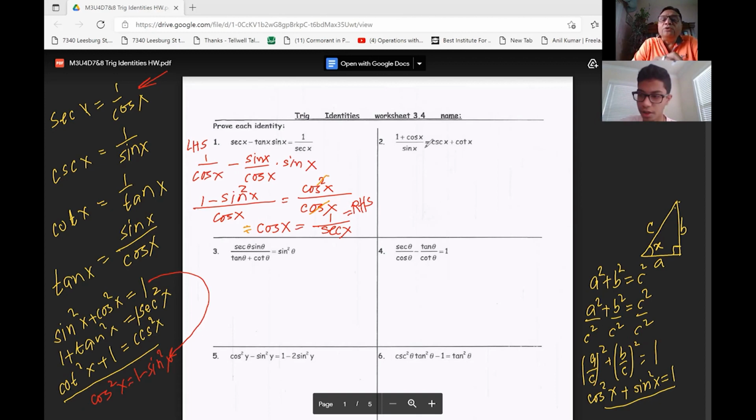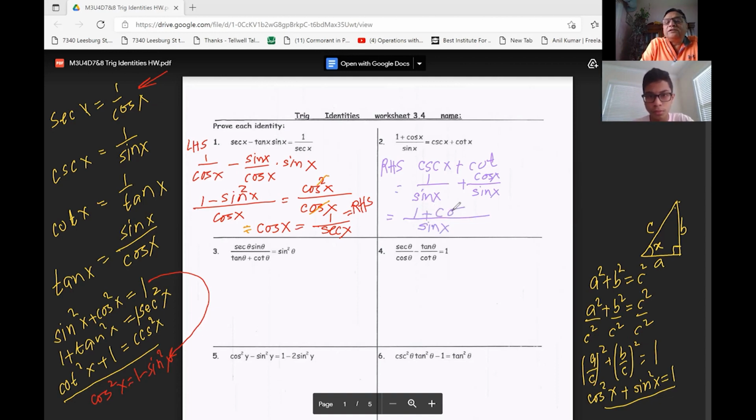Clear? Now, how do you do the next question, which is 1 plus cos x over sine x equals cosecant x plus cotangent x. So in this case, let's begin with the right-hand side. So right-hand side is cosecant x plus cotangent x. Cosecant is 1 over sine x, and cot x is cos x over sine x. So we get sine x in the denominator, right? Which is equal to sine x in the denominator as required, and 1 plus cos x in the numerator, and that equals the left-hand side. So we have shown that the right-hand side is equal to left-hand side, and we have proven the next identity. Is that clear?